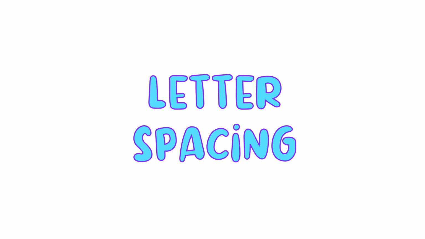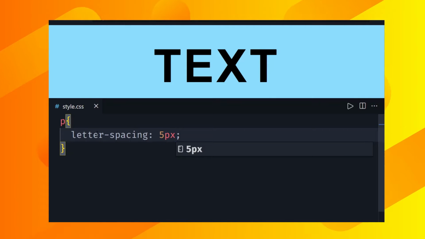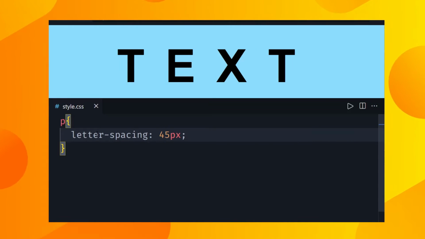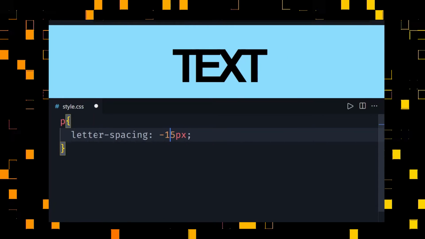The second one in the list is letter-spacing. It defines the spacing between the characters of a word. You can also have negative values to contract the text.